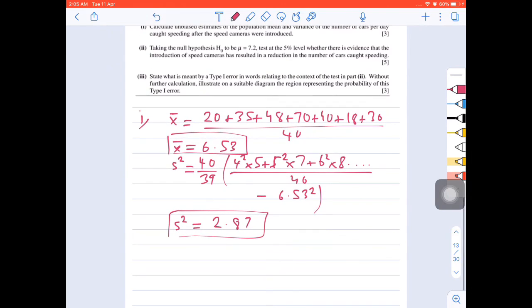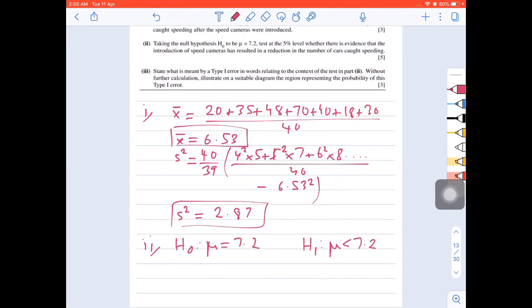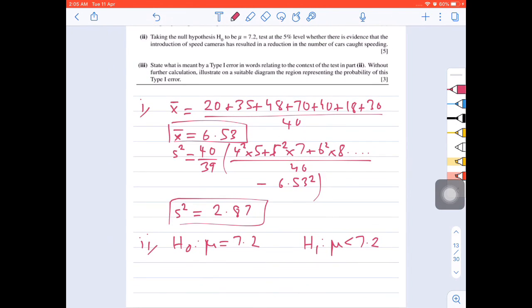Then they're saying, taking the null hypothesis h naught to be mu equals 7.2, test at the 5% level whether there is evidence that the introduction of speed cameras has resulted in a reduction in the number of cars caught speeding. So h naught is mu equals 7.2, h1 is mu is less than 7.2. So it's a one-tail test on the lower tail.